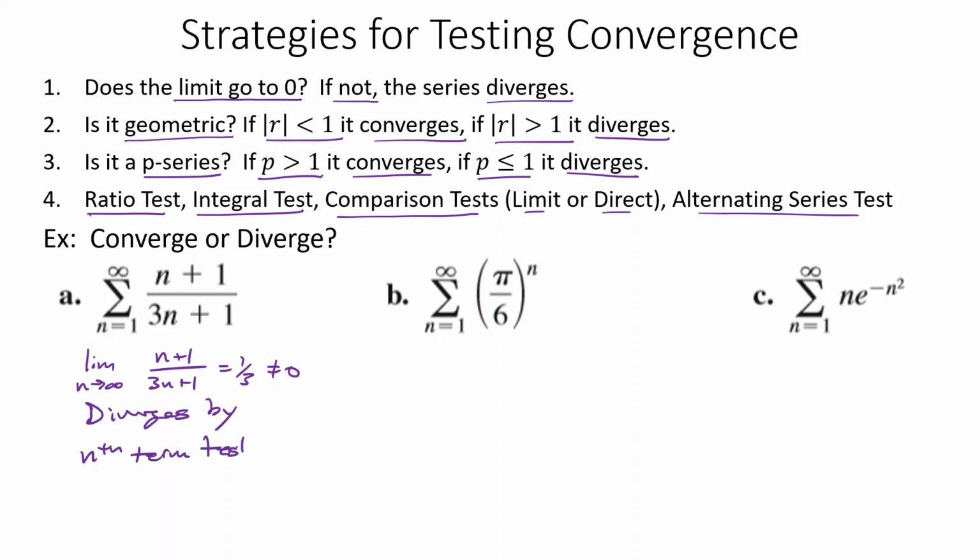Remember, it has to go to 0 at the end. Otherwise, you keep adding 1/3, and it's going to keep getting bigger. All right, let's see. This guy, the limit here would go to 0 because the top's smaller than the bottom. Is it geometric? It most certainly is.